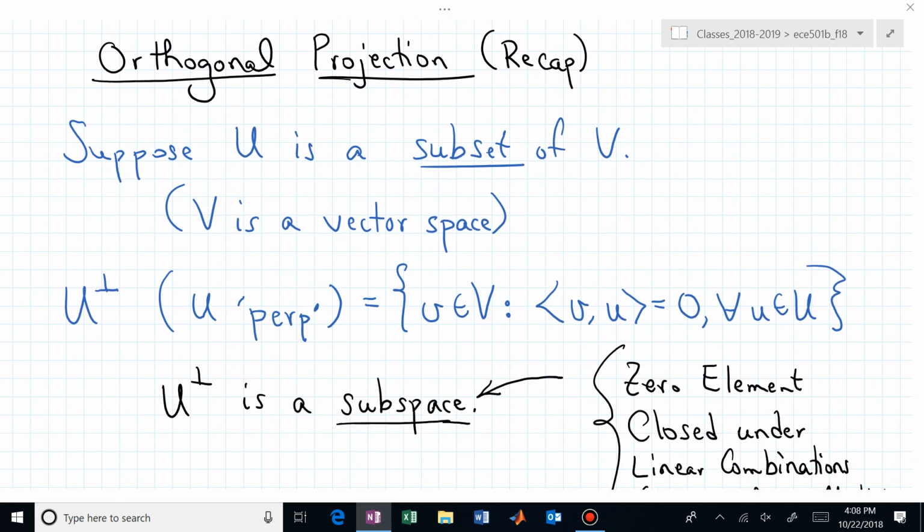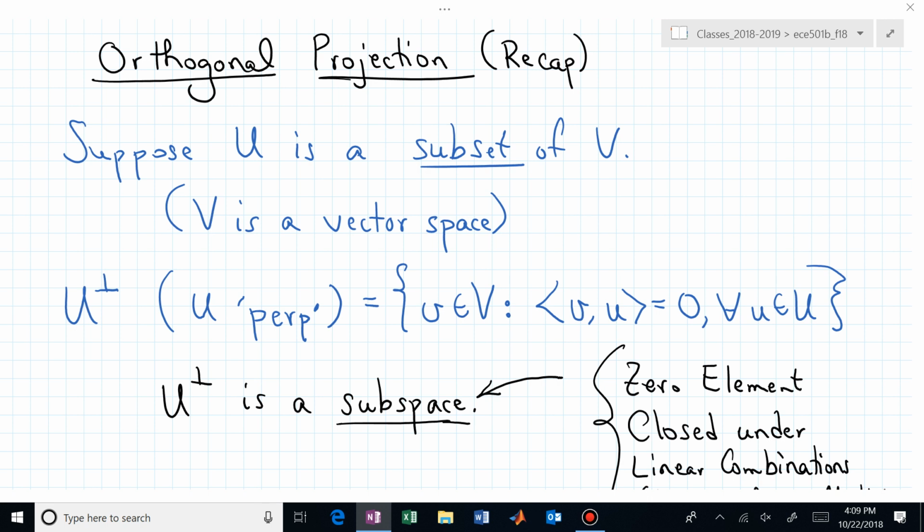Orthogonal projection, recap. Suppose we have a subset of a vector space V. Then we can actually define U perp, and that's what the superscript on U, this is a capital U, is trying to indicate. U perp, or U perpendicular, that's the way you can think about it. U perp is the set of all vectors in your original vector space that are, using the inner product, orthogonal to all vectors in the subset U. U does not have to actually be a subspace. U can be a subset.